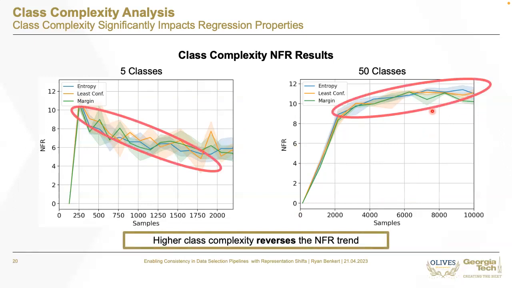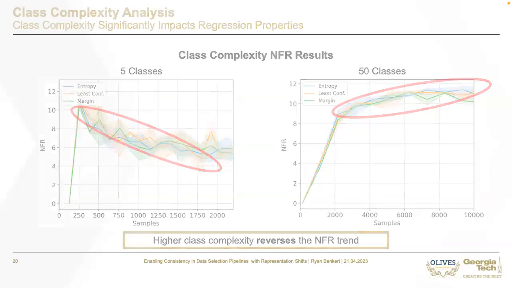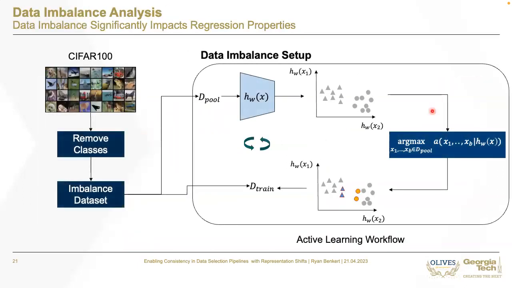And this also manifests further in data imbalances, not only in class complexity. I really want to show this in terms of data imbalance here as well. The experiment we're going to do here is also very similar. If you look on the right side, once again, I show you the active learning workflow. And now we take CIFAR-100 again.